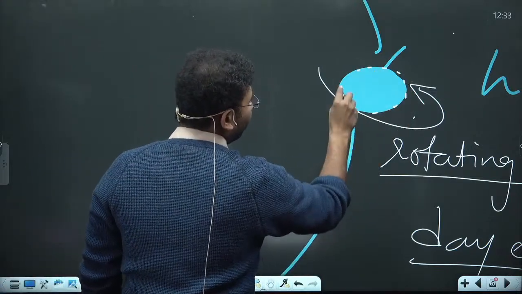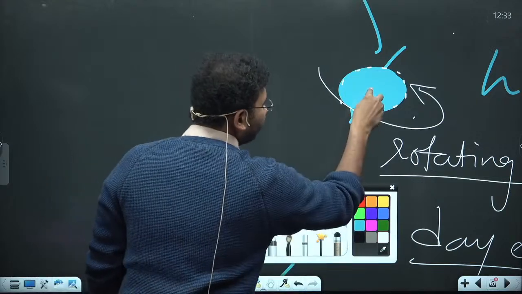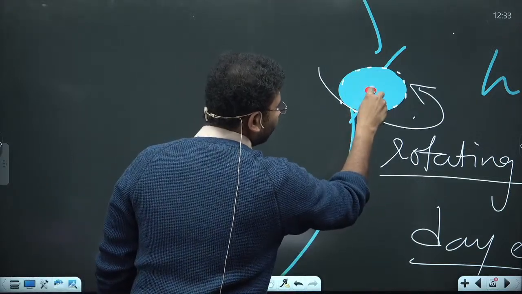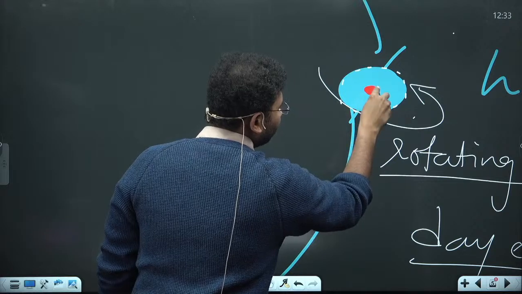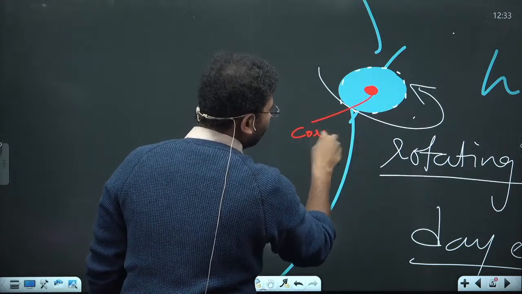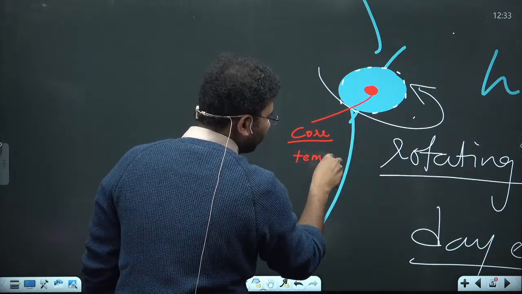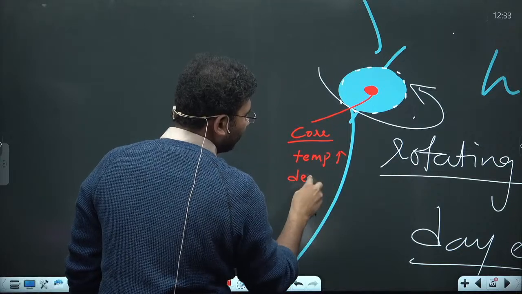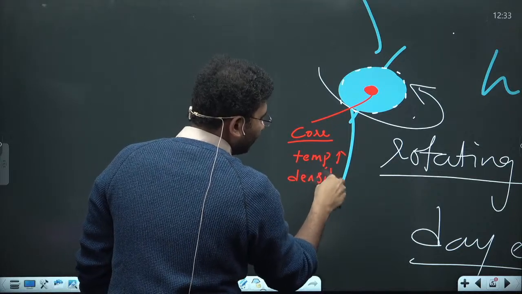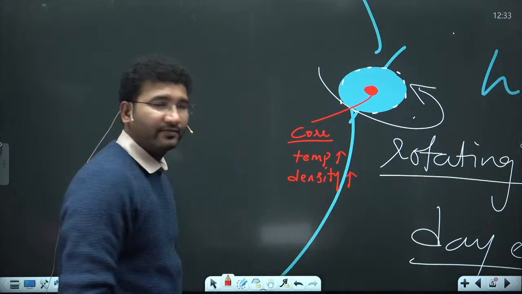ऊपर से कूल होने लगा, लेकिन आज भी देखो, the interior of the earth is very very hot, right? And this interior of the earth is nothing but core. टेम्परेचर भी सबसे ज्यादा है और डिफरेंशिएशन के कारण the density of the core is also very very strong, right?